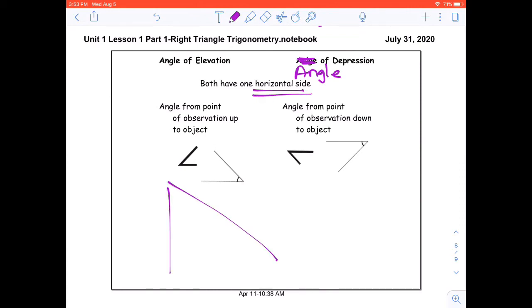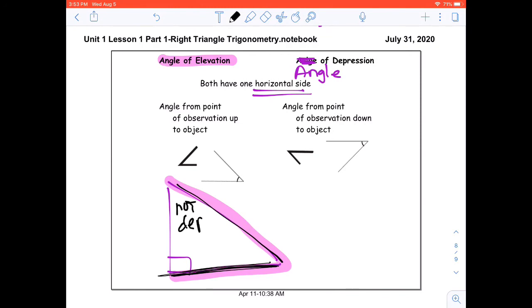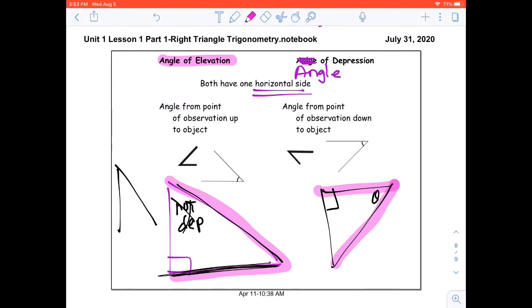So if I consider this triangle in this orientation, this angle right here is an angle of elevation because here is its horizontal and the other side is going up. This is not an angle of depression. It is formed by a vertical. So you either have an angle of elevation or depression. You do not have both. If I want an angle of depression, I would draw my triangle in this orientation. And now I have a horizontal, and now I do have an angle of depression.